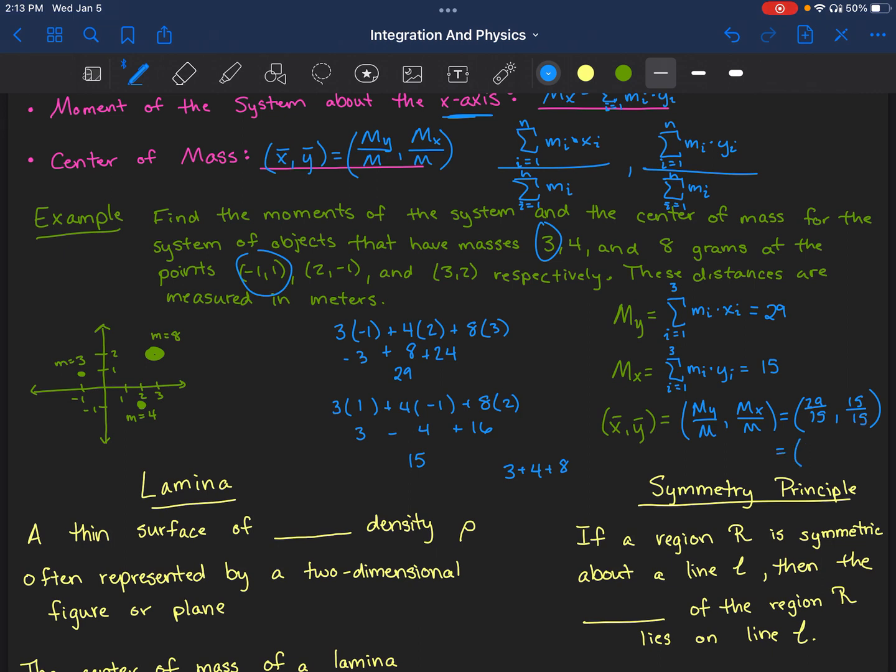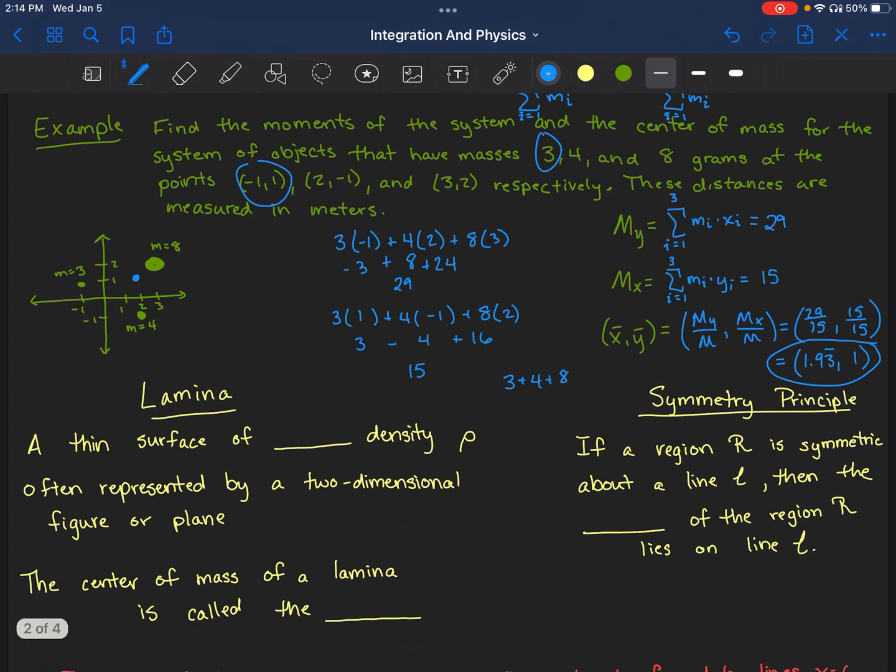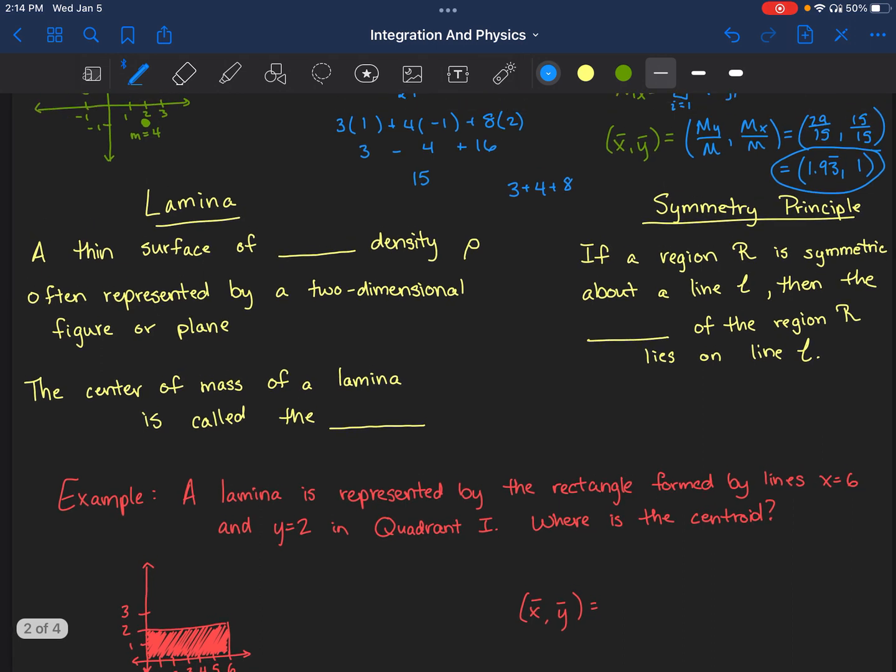So let's see, I'll do the calculator. 29 divided by 15 gives me 1.93 repeating. 15 over 15 is, of course, 1. So there is my center of mass. So notice again, at 1.93 comma 1, that's almost at 2. It's right about there. There's my center of mass. Again, like I said, that mass of 8 acts like a big ball of gravity, and it's pulling the center of mass towards it.